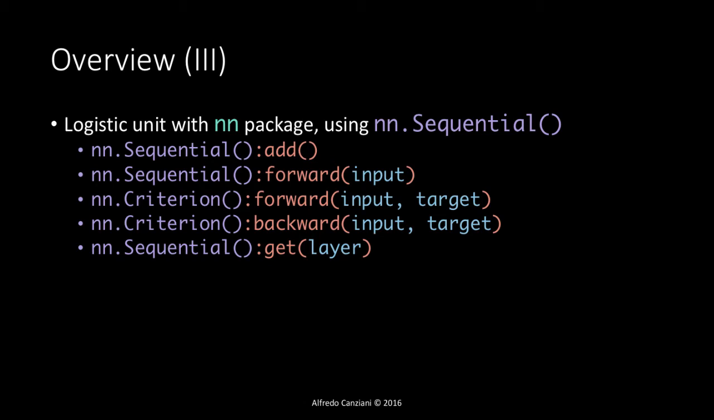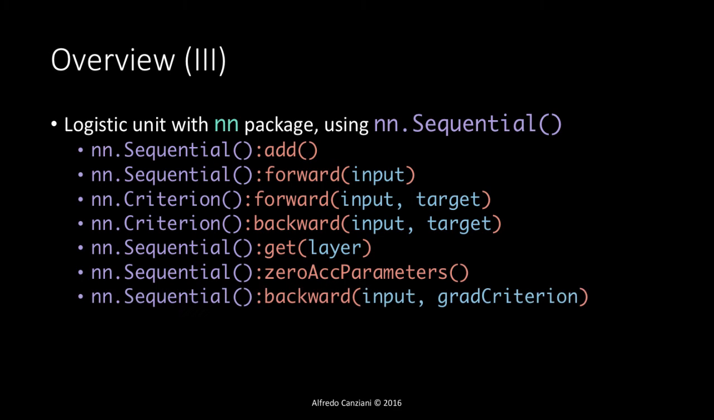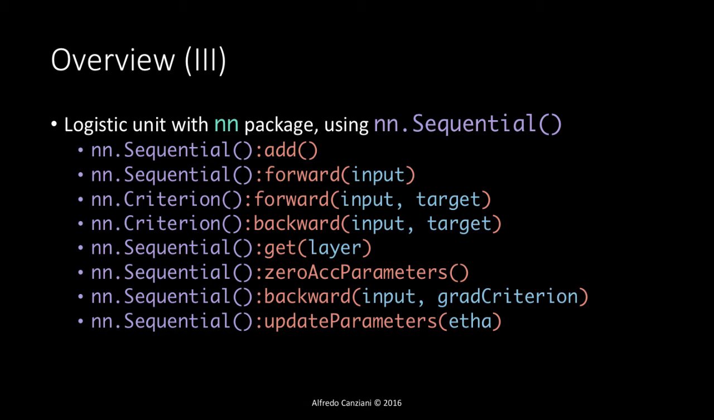Then we see how to get a specific layer out of a sequential with the get method. We see how to zero the partial derivative of the error with respect to the parameters of the model with the zeroGradParameters. And then we backpropagate the gradient of the criterion through the network with the backward method, to which we have to provide the input to the network and the gradCriterion. Finally, we can update our parameters based on the learning rate, eta.